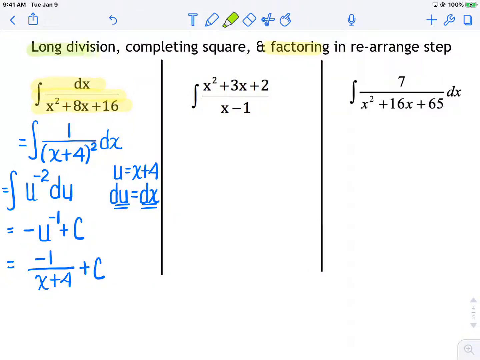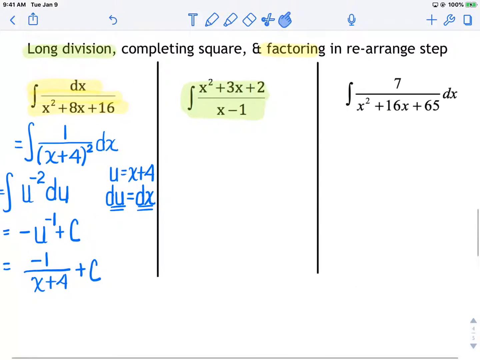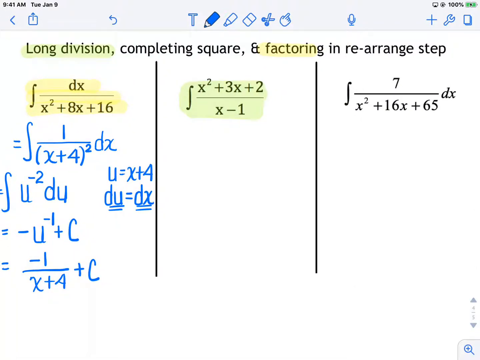This would not be my first choice, but after looking at the things that I've got, I don't see how I'm going to be able to make a u-substitution, and I really don't have any other equivalences that will help here. So what I'm going to do is divide this out first. So my long division, I'm dividing by the quantity x minus 1, and I'm dividing the quantity x squared plus 3x plus 2.